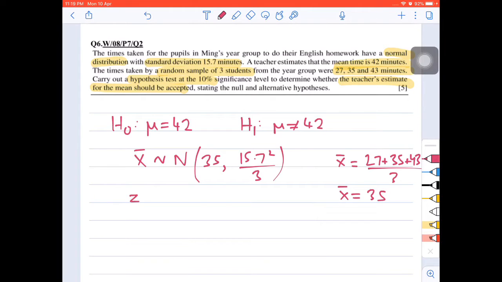Now how do we find the z test value? We'll use the formula x bar, that is 35, minus mu, that is 42, upon the root of 15.7 squared upon 3. So the z test value is equal to negative 0.772.